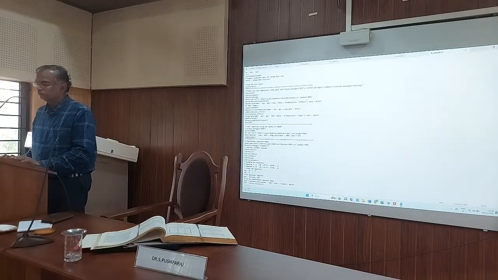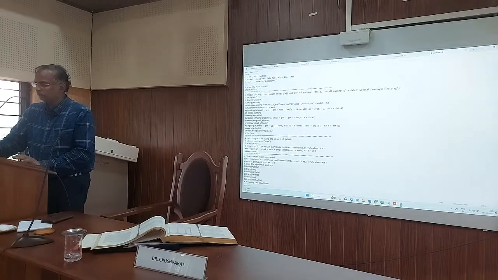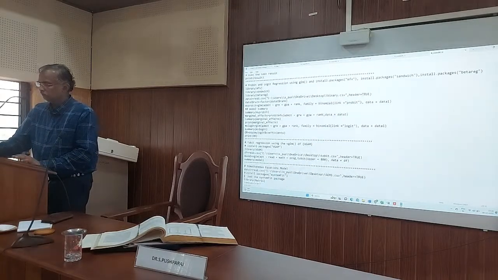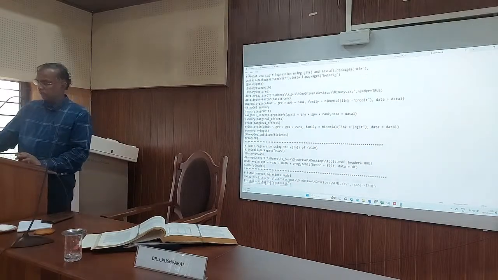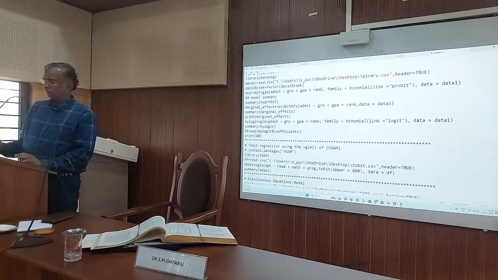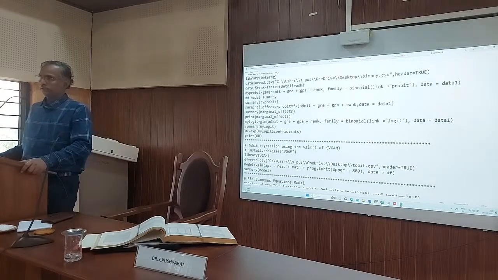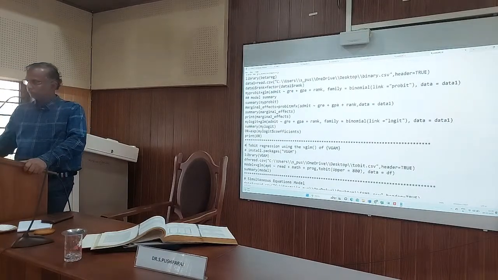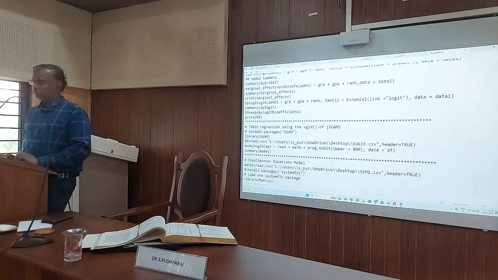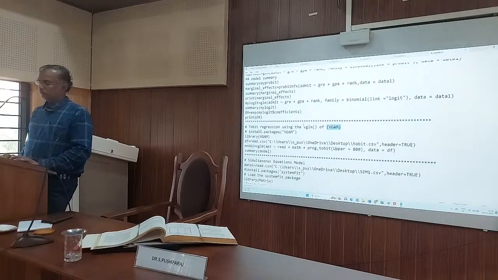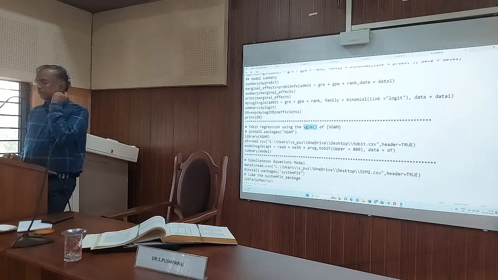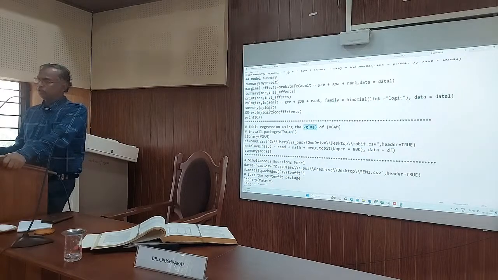Tobit model. The Tobit model is run using VGLM from the VGAM package. The package is VGAM, and this is the function. So the Tobit model is run with the VGAM package, and the function is VGLM.